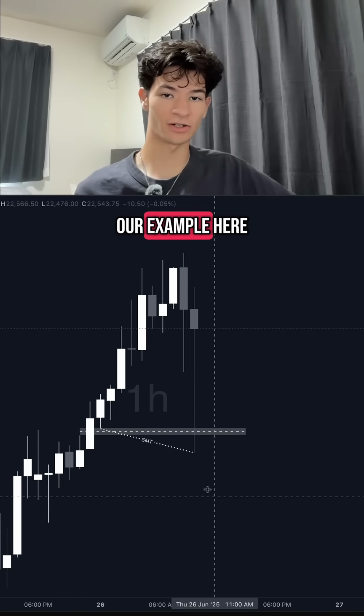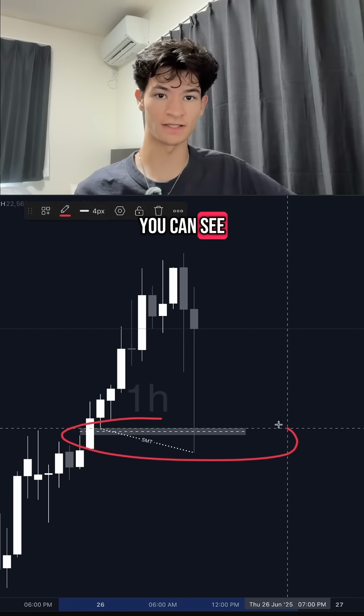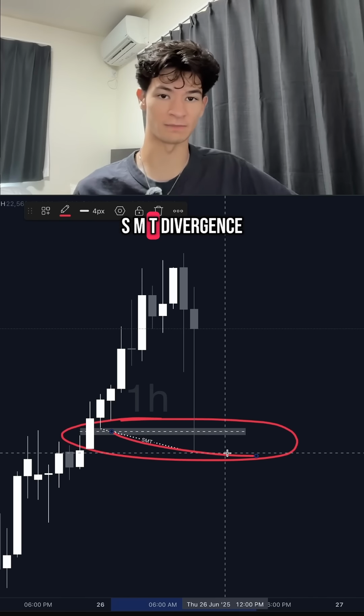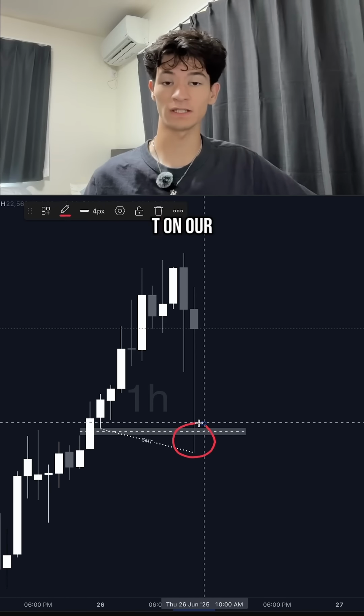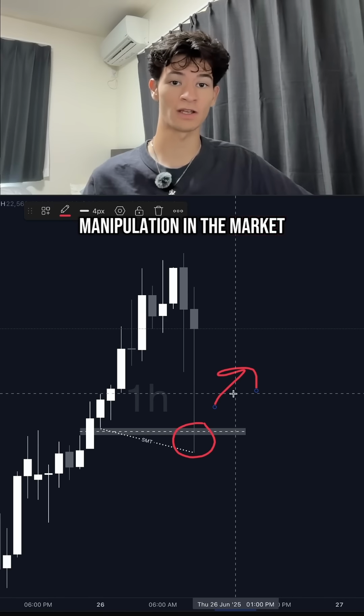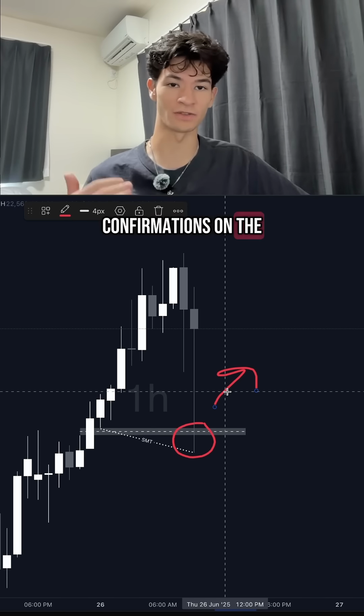If we take a look at our example here, and if we start out on our high time frame on our hourly chart, you can see that we're tapping into these bullish PD arrays as well as them being paired with an SMT divergence. This key level in SMT on our high time frame allows us to identify a potential manipulation in the market, so now we can have a bias to play off of when we look for our internal confirmations on the low time frames.